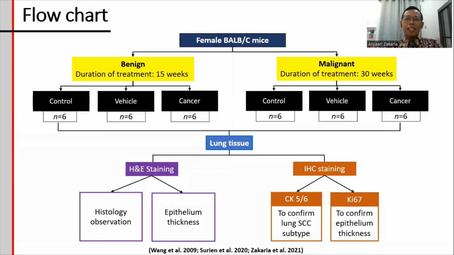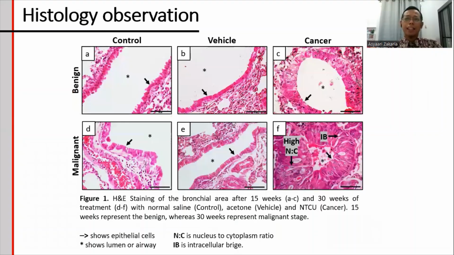After the mice were sacrificed, H&E and i-Sihat staining were performed to confirm the formation of lung SCC. From the results of H&E staining, we can observe that the control group and vehicle group present with a single layer of epithelial cells, which indicates normal histology. In contrast, the benign cancer group presents with a mix of hyperplasia, metaplasia, and dysplasia lesions, indicating the benign stage. Whereas the malignant cancer group presents with high nuclear to cytoplasm ratio cells and intracellular breach, which indicate at once the lung SCC subtype of lung cancer.